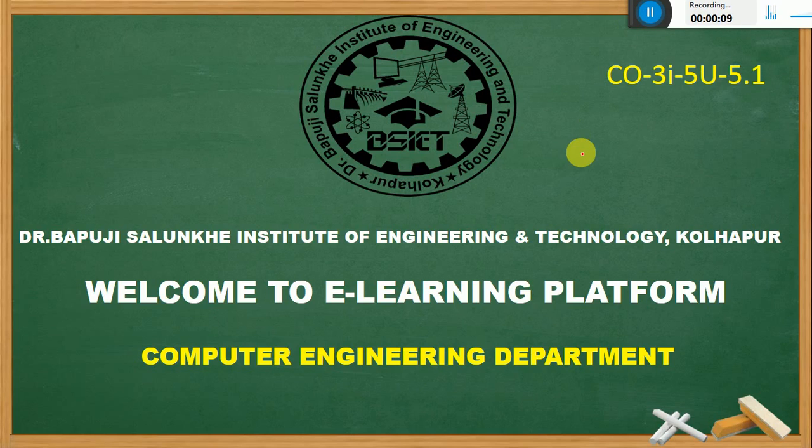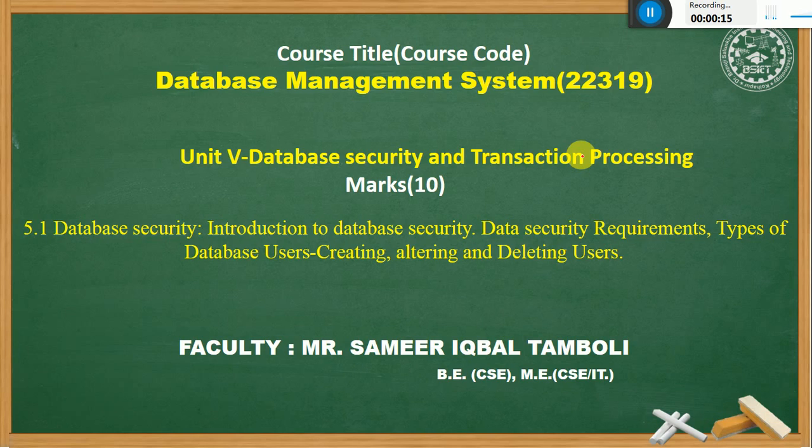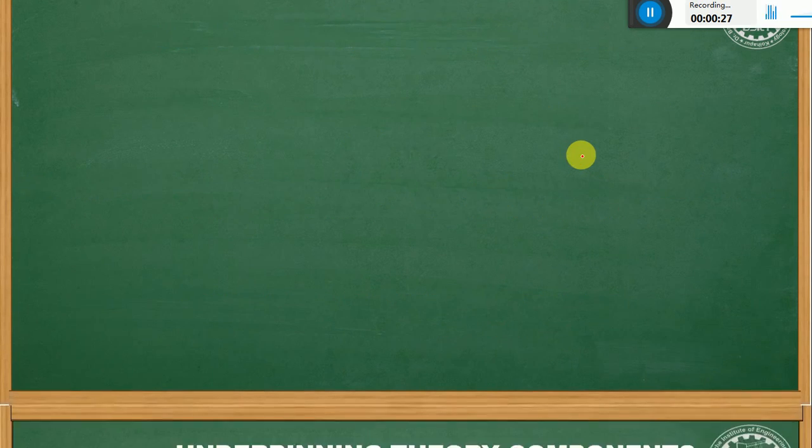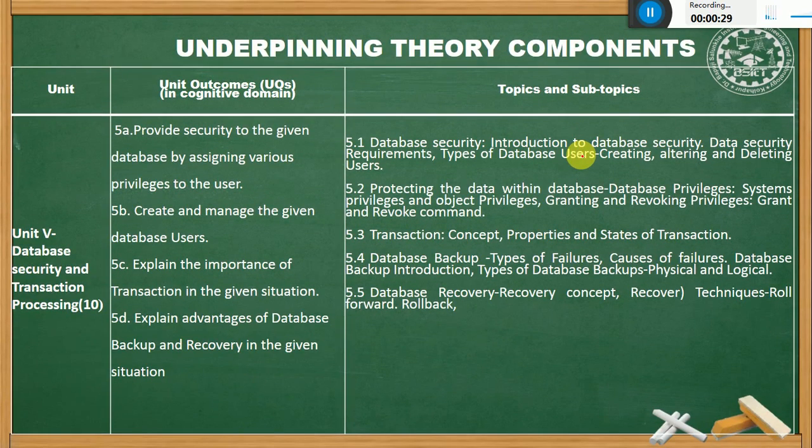Database management system, and it is the last unit number 5. In this unit we are going to discuss database security and transaction processing. This is unit 5.1, and in this video lecture we are going to discuss 5.1 in detail.